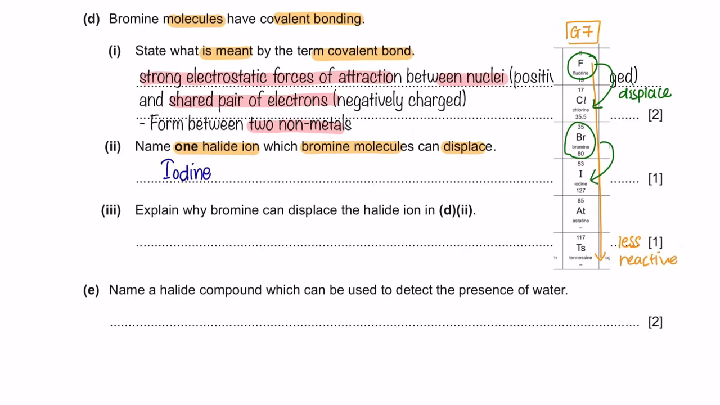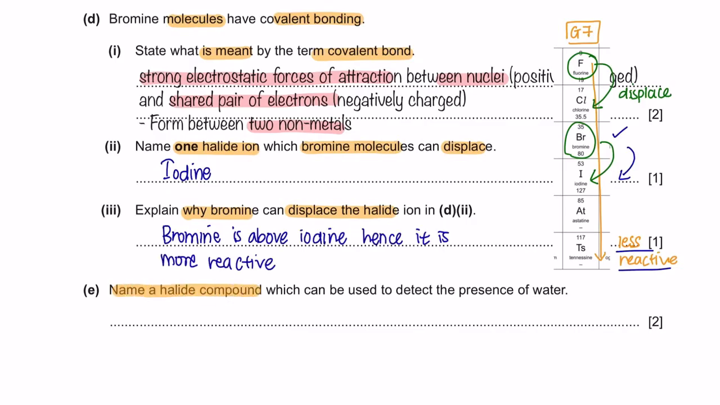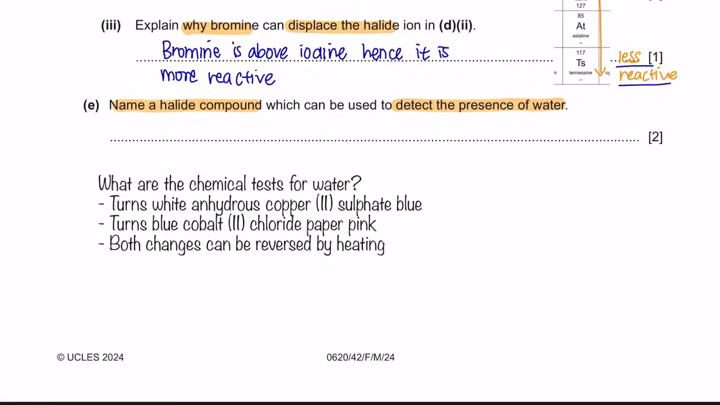Next, part 3. Explain why bromine can displace the halide ion in D part 2. As it moves down the group, it becomes less reactive. This means that bromine is more reactive than iodine. Part E. Name a halide compound which can be used to detect the presence of water. In your syllabus, you will learn a chemical test for water, which is anhydrous copper sulfate and cobalt chloride. Since they're only looking for a halide compound, the answer will be cobalt chloride.